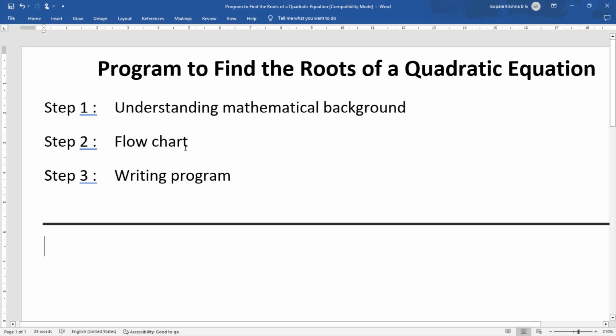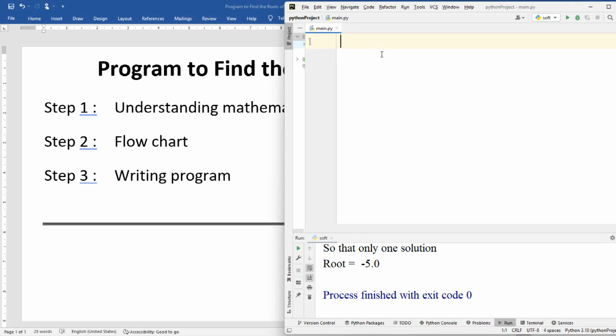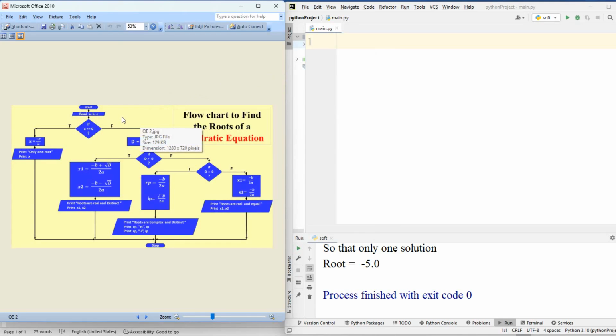It finishes. Now the third and final step is writing the program. Let us write this program using Python. This is Python. Let us follow the flowchart.